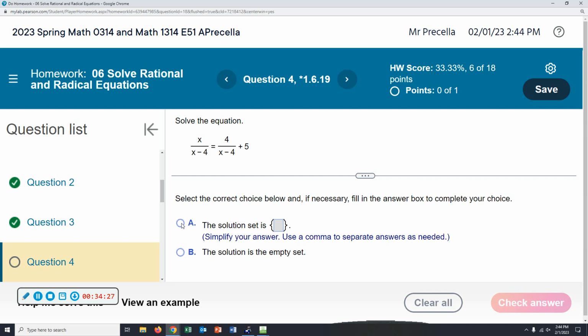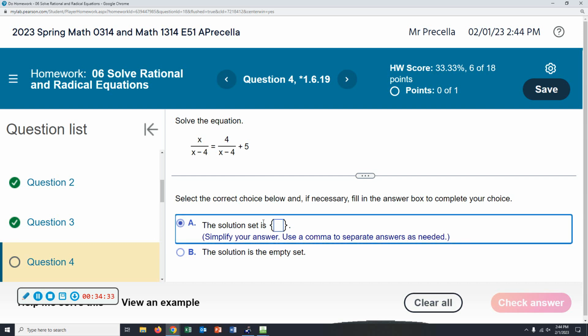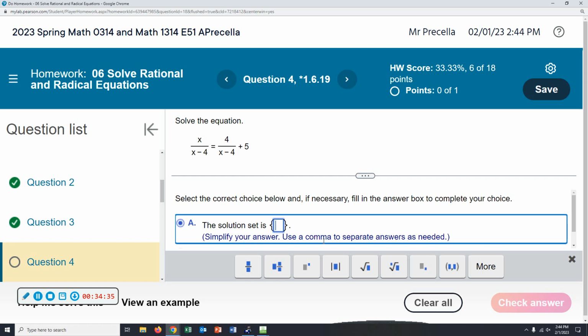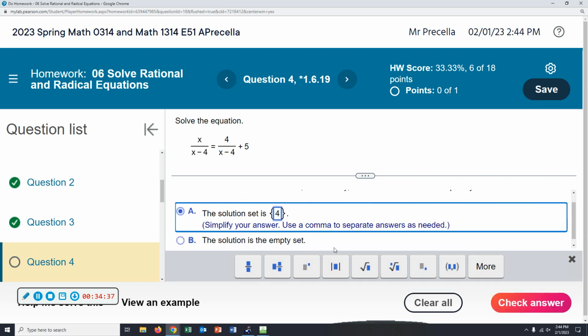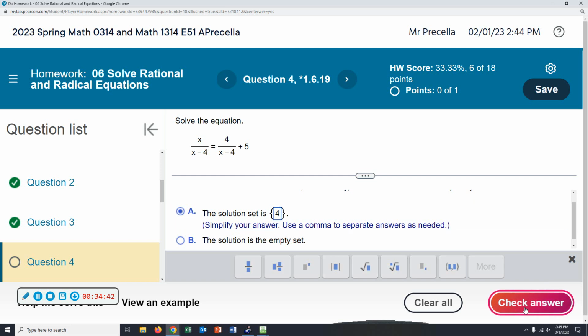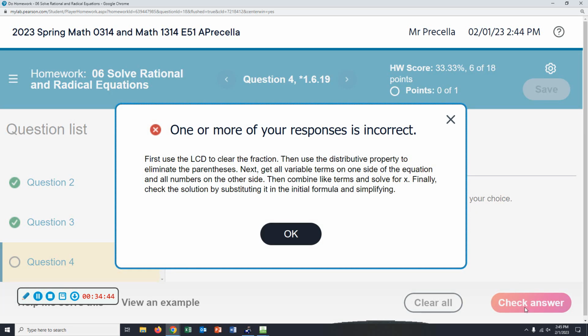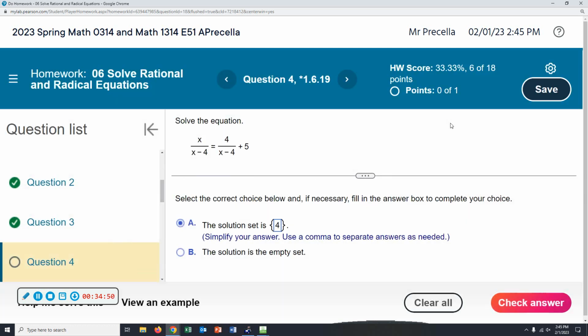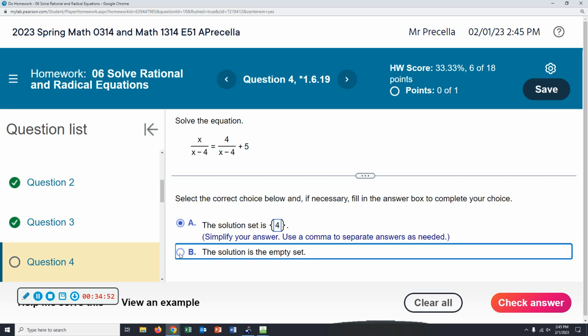I would have written out no solution. Yeah, but I would have preferred if it said no solution. But you know what? Let's just see what happens. Let's see how smart it is. If I put 4, is it just going to say wrong, or is it going to say, oh, wait a minute, you're almost right? No. It's just going to say one or more of your responses is incorrect. Okay. Nothing vague about that. No. So there. Empty set.